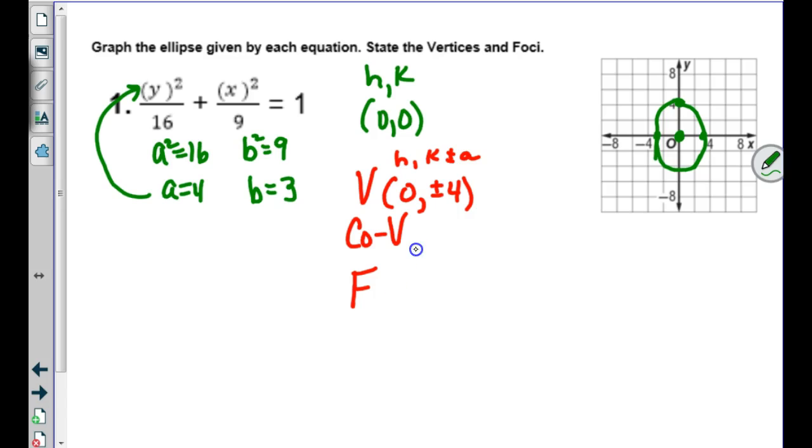All right. And the co-vertices, according to the sheet, are at h, comma k plus or minus b. Well, h and k are just 0. So how far did I go left and right? All right. And then it says the foci are at h, comma k plus or minus c. Why are they up and down?